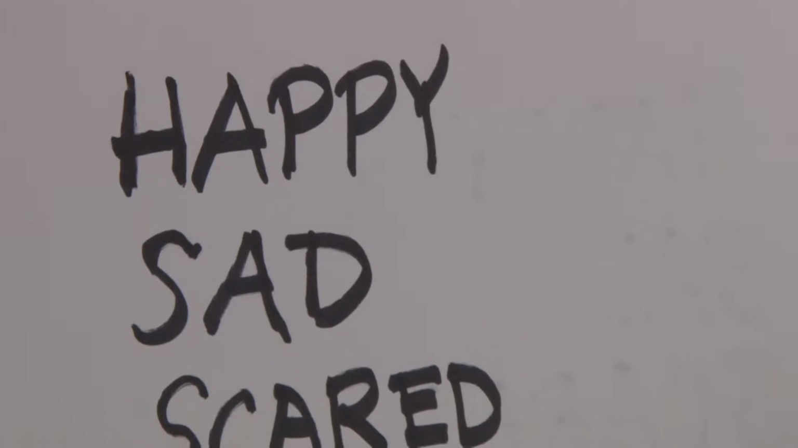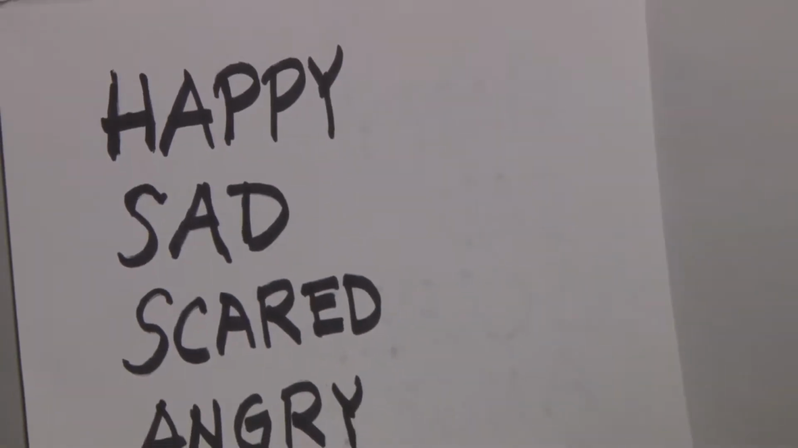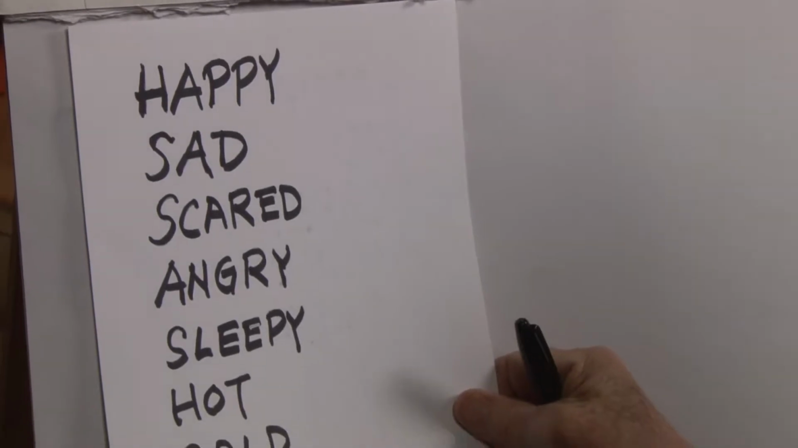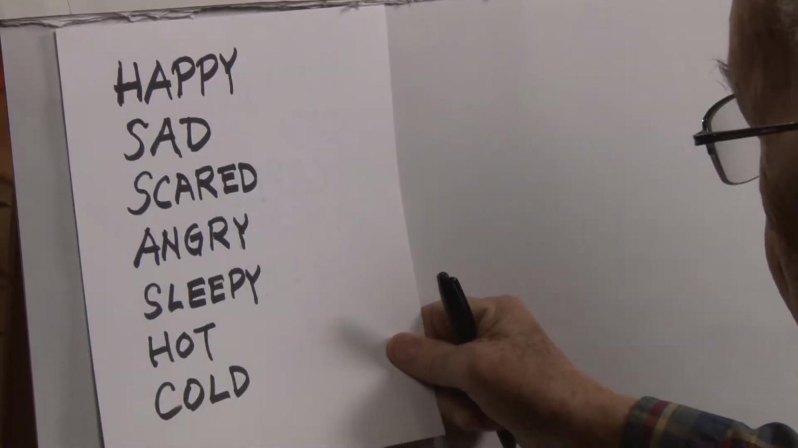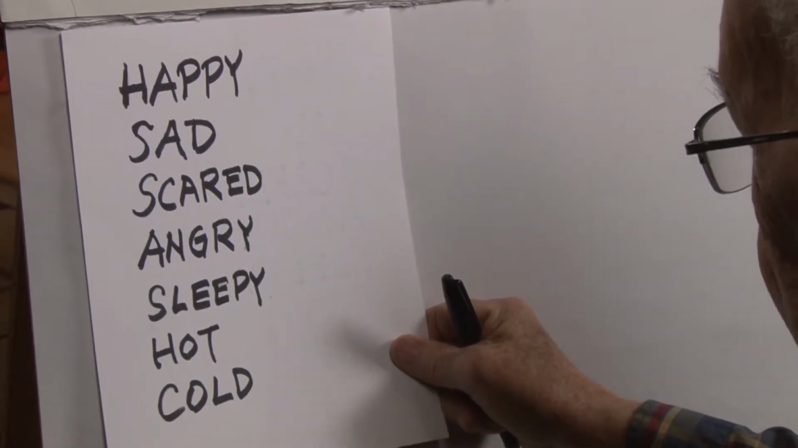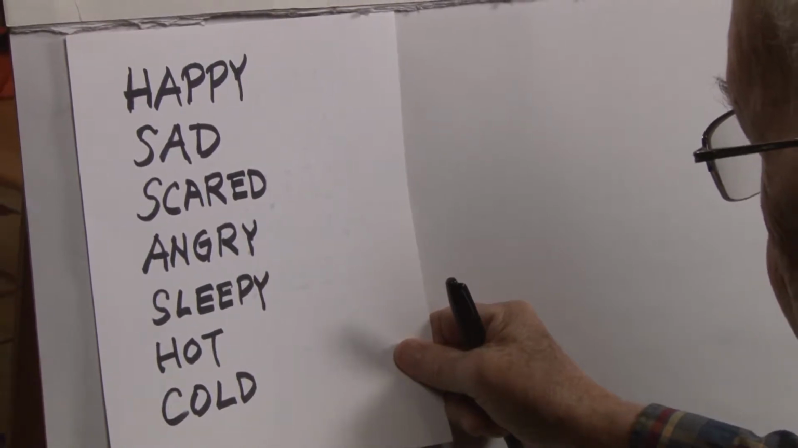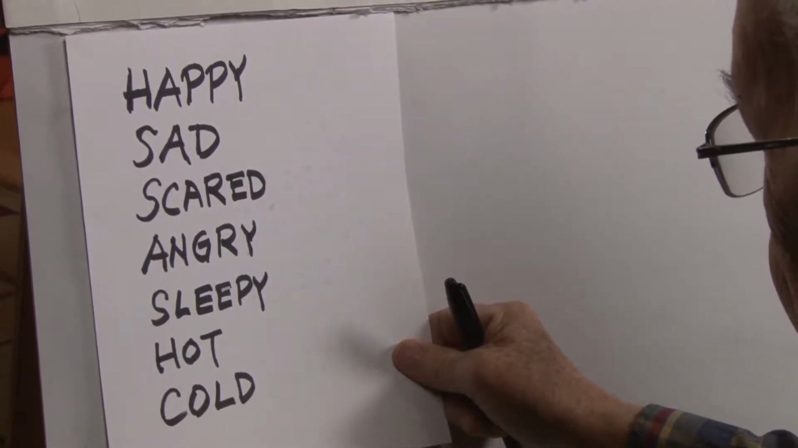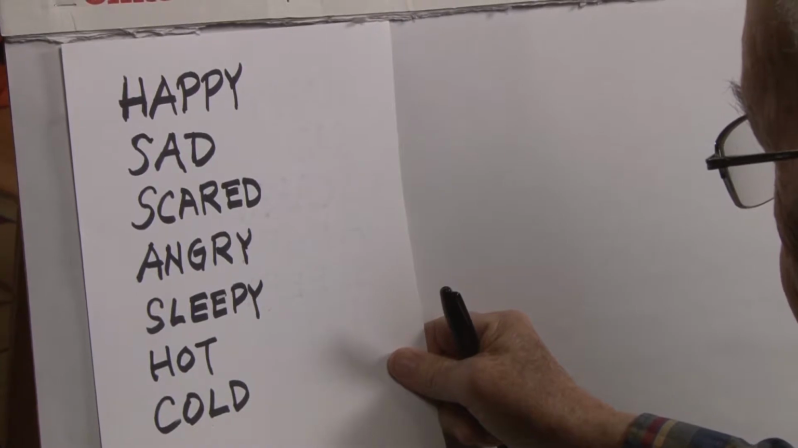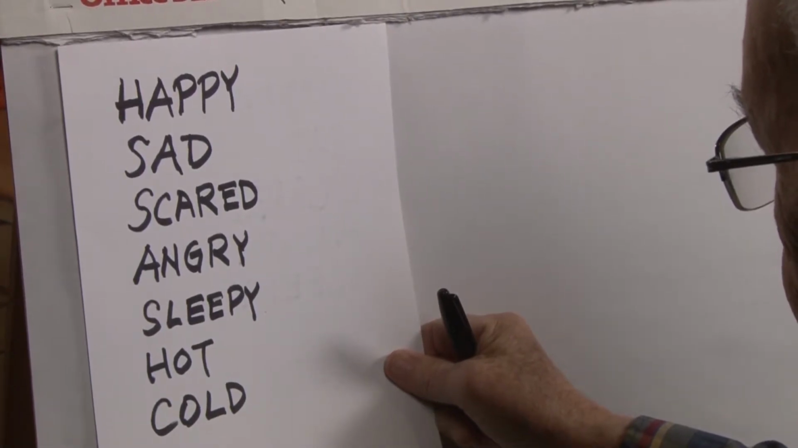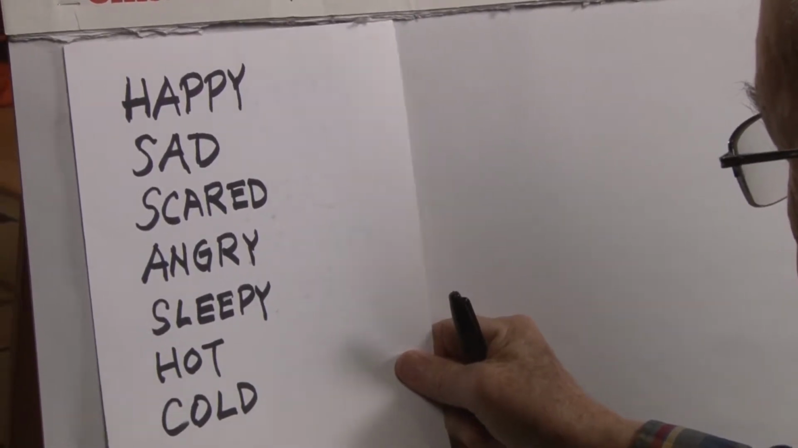Today I'm going to do another one of my matching routines. And here's a list of things that I'm going to illustrate using cartoon critters. Let's look down the list here. I'm going to have characters displaying these different emotions and attitudes: happy, sad, scared, angry, sleepy, hot, and cold.